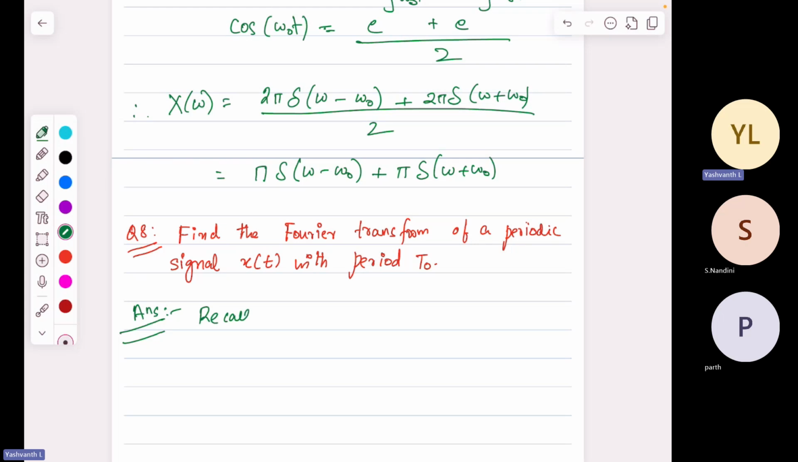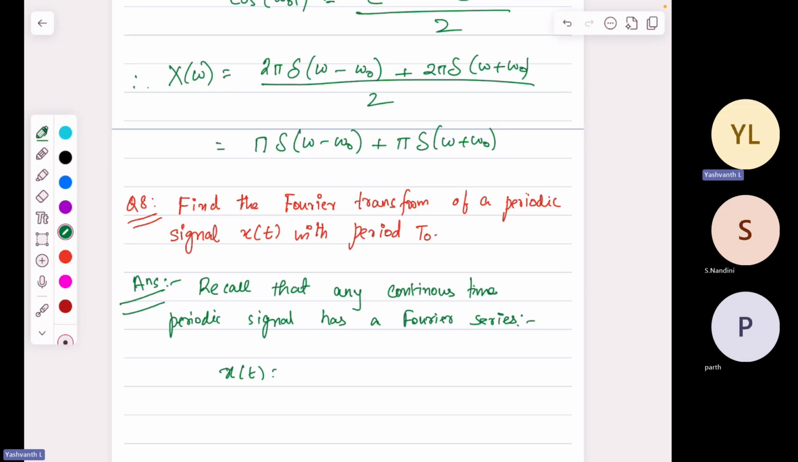Recall that any continuous time periodic signal has a Fourier series. What is the Fourier series? You can write x of t as the sum over k equal to minus infinity to plus infinity of ck e power j k omega naught t, where omega naught is equal to 2 pi by T naught. This is the definition of the Fourier series.